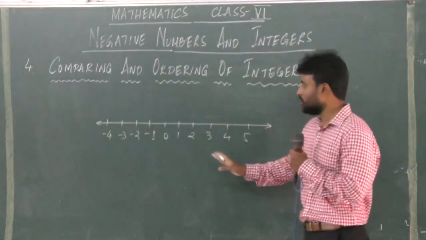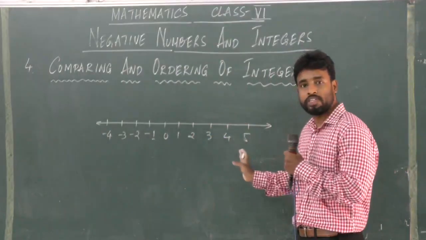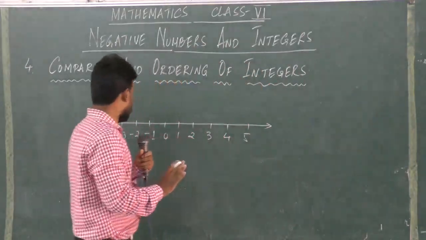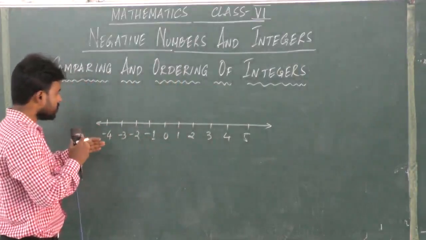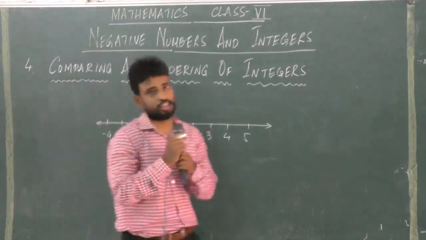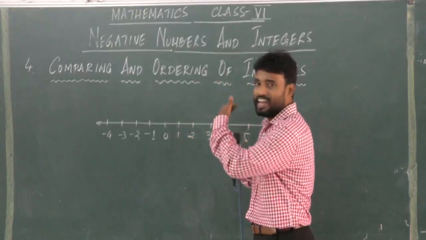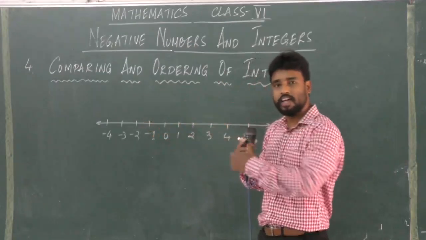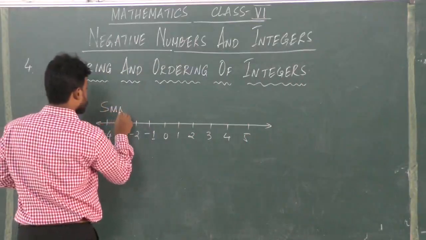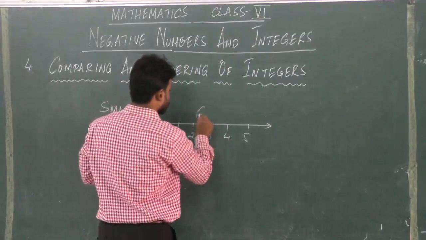So here we have a number line of integers, and we know that on the right we have the positive numbers and on the left of 0 we have the negative numbers. Now here, suppose we want to compare minus 4 with minus 2. Since I told you earlier that any number on the left is smaller than the number on the right, these numbers are smaller and these numbers on the right are greater.